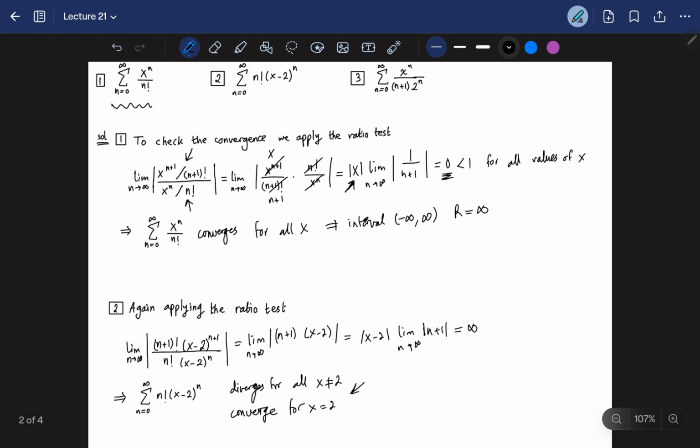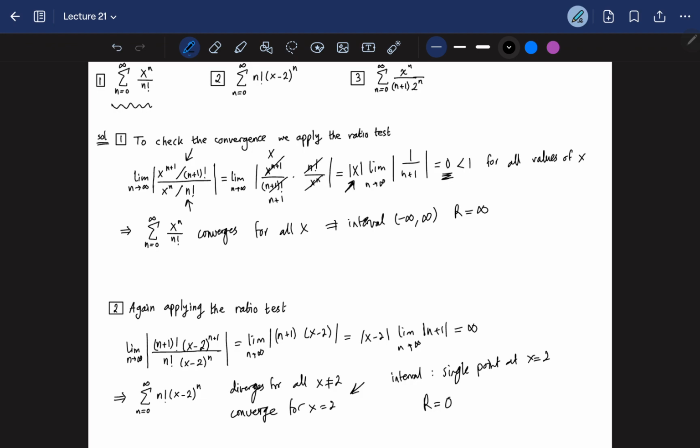Now this is the first case. When we have convergence at only one point, then the interval is just a single point at x equals 2, and my R is just 0.